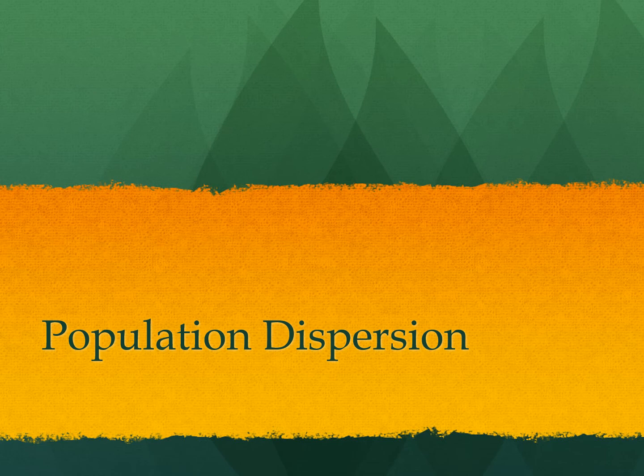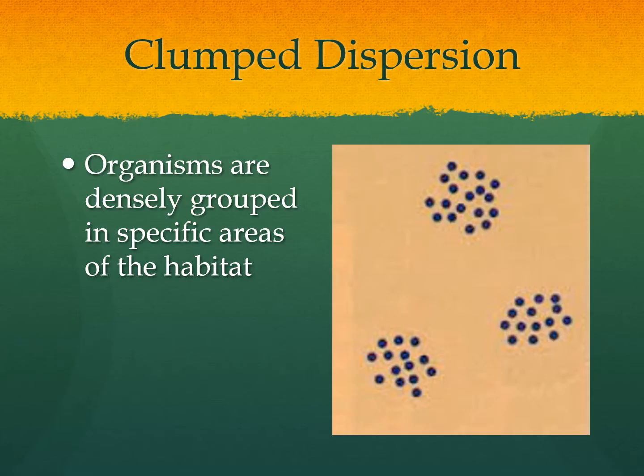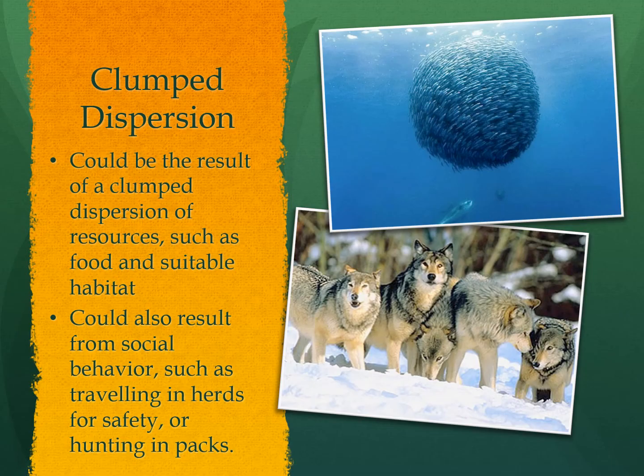Now, beyond just population size and population density, we can look at population dispersion. So how are those populations actually spread out? Populations can have clumped dispersions, where organisms are densely grouped in specific areas within the habitat. So here's an example. Clumped dispersions could be the result of a clumped dispersion of resources, such as food or suitable habitat. Could also result from social behavior, such as traveling in herds for safety or hunting in packs.